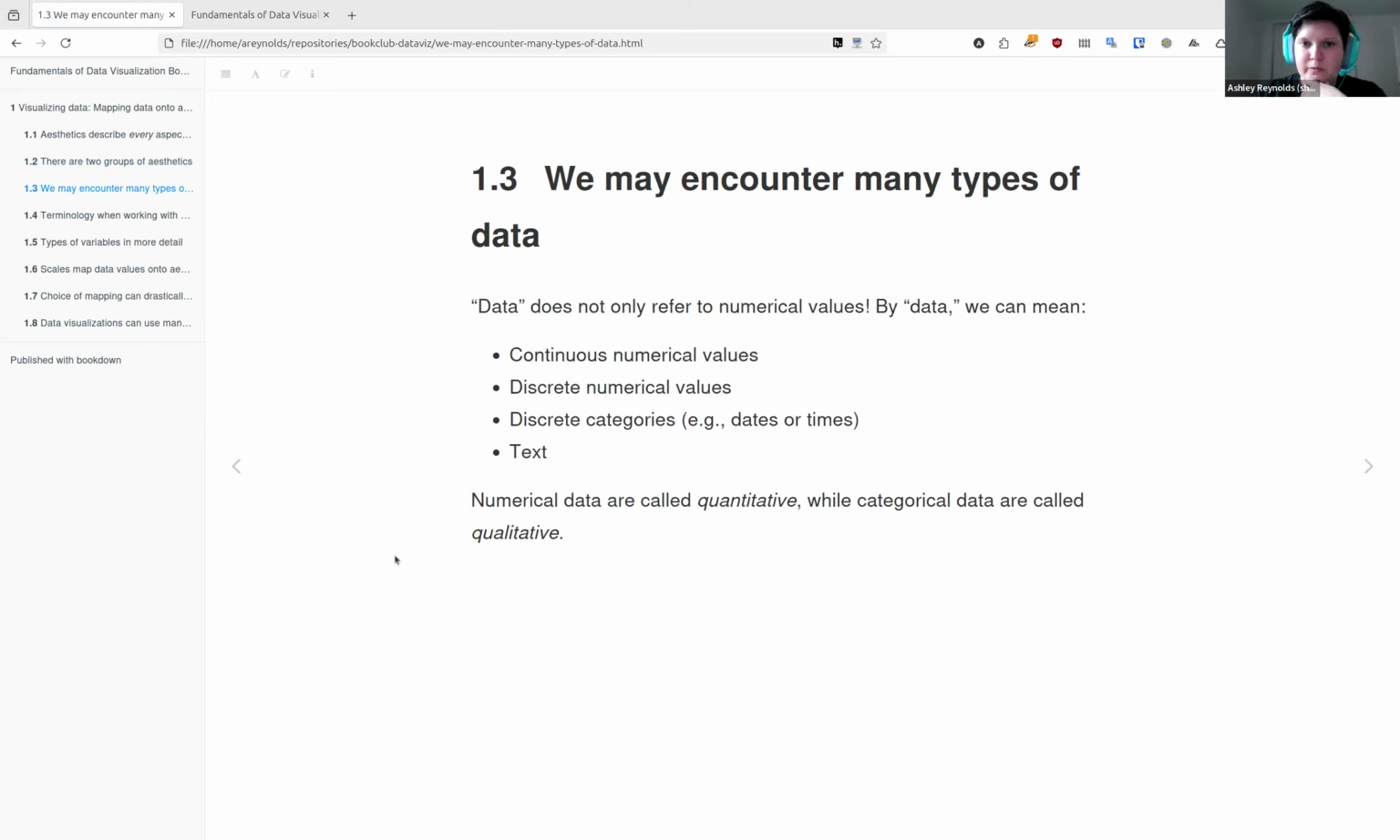When we're working with data, we might encounter many types of data. Data does not only refer to numerical values. We can mean things like continuous numerical values, discrete numerical values, discrete categories like dates or times, or text. When we're dealing with numerical values, we usually call those data quantitative, whereas categorical data are called qualitative.